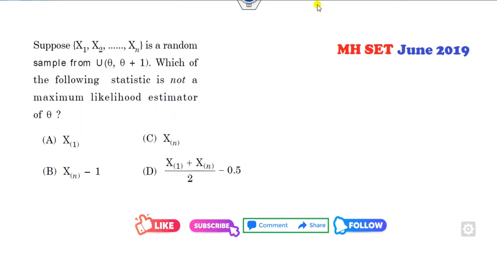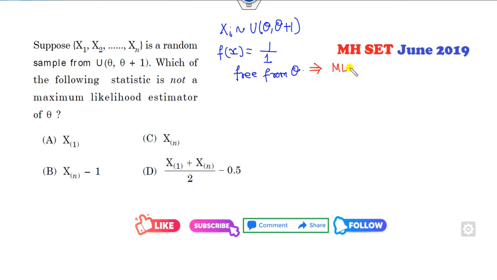Okay, look at another one. Xi's follow the uniform distribution on theta to theta plus 1. So what is my PDF? The PDF is 1 over B minus A, that is 1, and you can see it is free from theta. So once it is free from theta, it means the MLE is not unique.